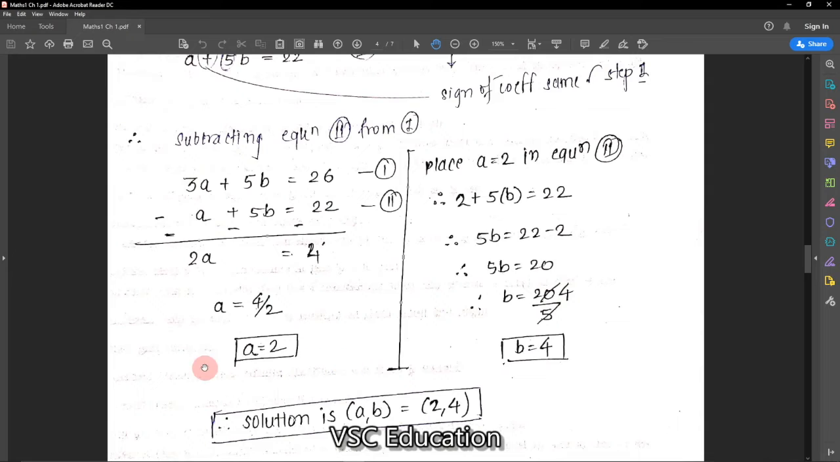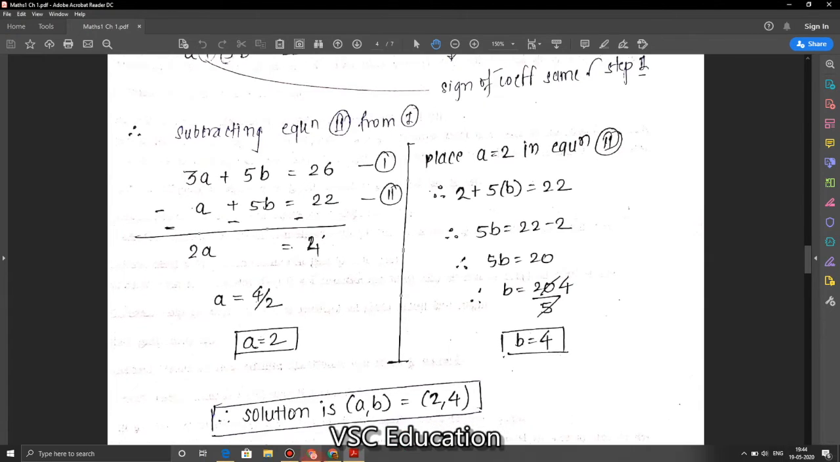Then how do you write the answer? The solution is always: first term is a, second term is b. So in brackets, a comma b is equal to 2 and 4. Bracket is complete. 2 comma 4. Don't forget this comma, otherwise this will be 24. Okay, so 2 comma 4. This is our solution of this equation. Always put it into a box. This is our one sum we already solved.